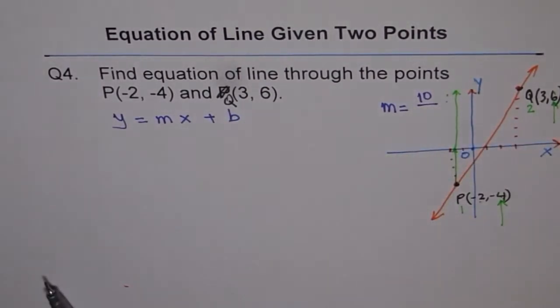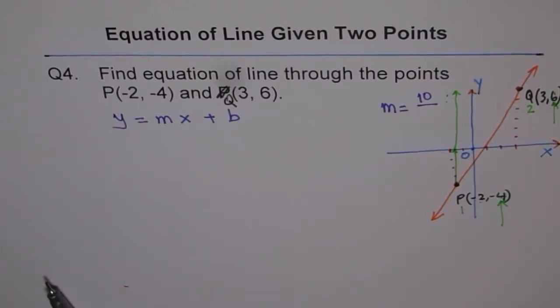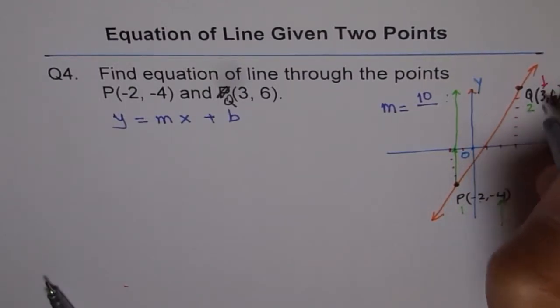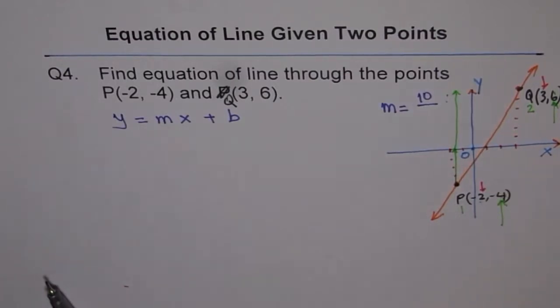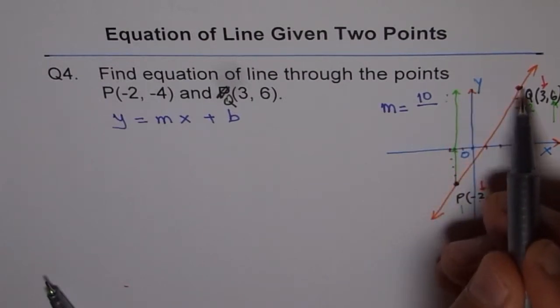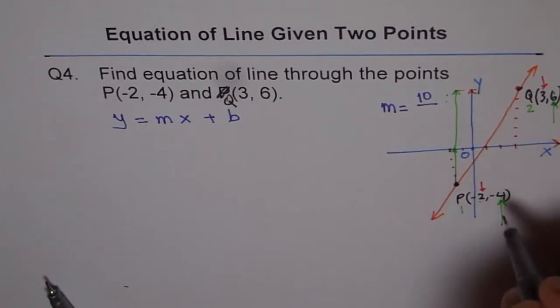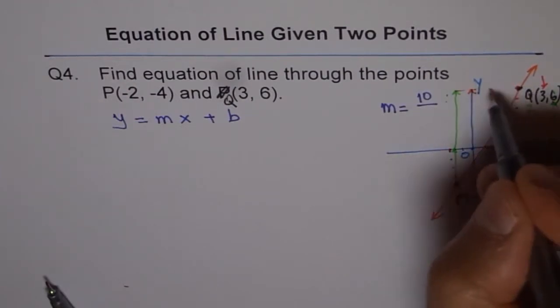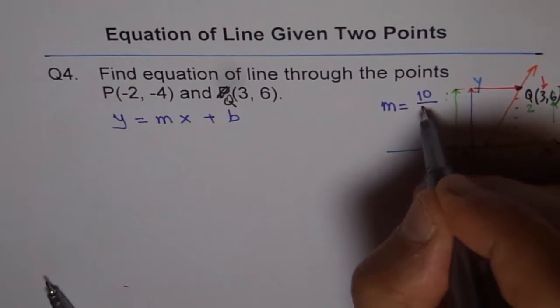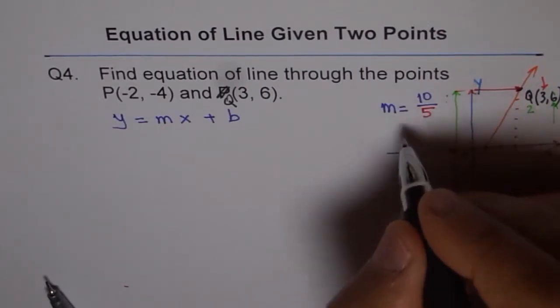Now how about run? To find run, we have to check x values. Let me use a different ink. X values are these values, right? -2 and 3. If you have to go from P to Q horizontally, then 2 units towards the axis and 3 units away from it. So 2 plus 3 is 5. So that is the number 5. Do you see that? So we expect a slope of 10 divided by 5, which is 2.